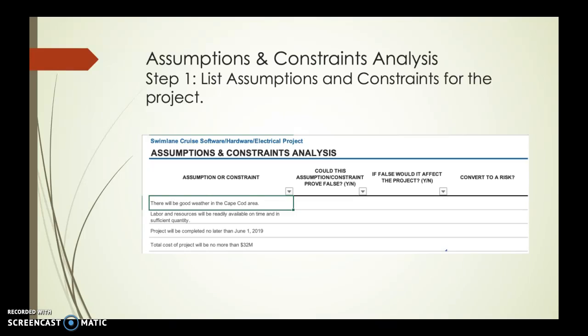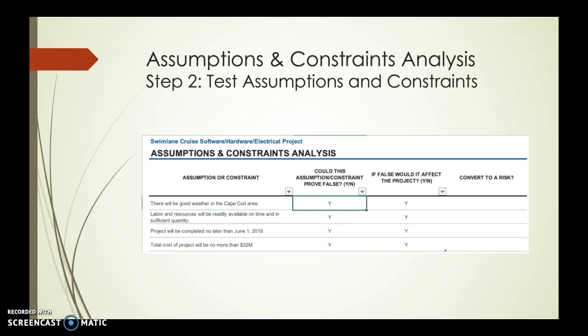The next two are constraints. The project will be completed no later than June 1st, 2019. That's a constraint. And the total cost of the project will be no more than $32 million. That is also a constraint. So we've listed all of our assumptions and constraints, and now step two is we need to test those assumptions and constraints.